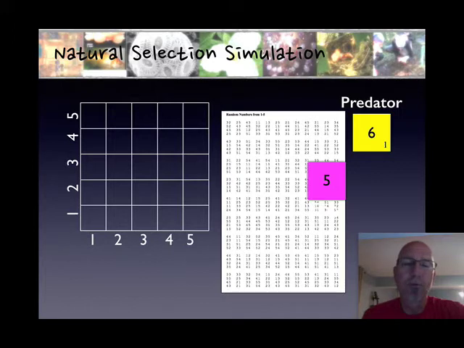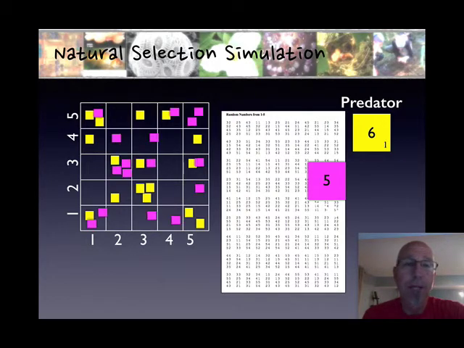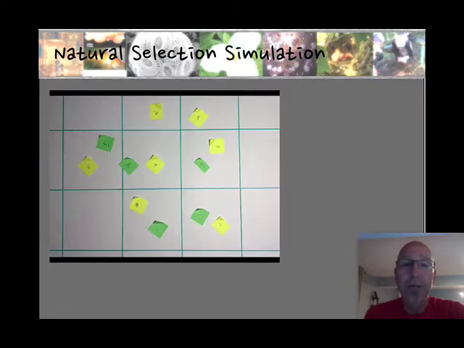I used this random number table, and I scattered the predators all over the grid. Then I went down the numbers, and I scattered the prey. That's what it looked like. And I did this 10 different times for 10 different generations of organisms. Here's a sample of what I did one time. You'll see in each square there's one or two or sometimes none, and it was just random.